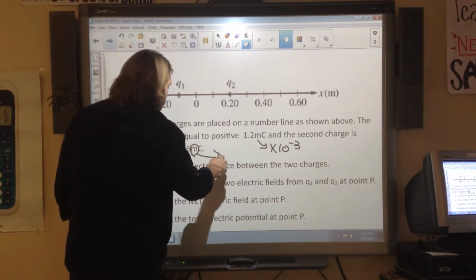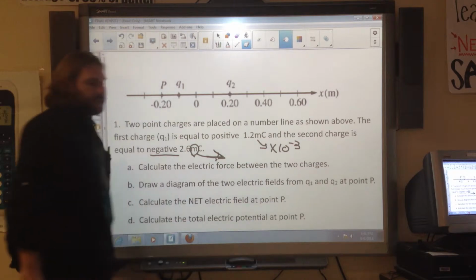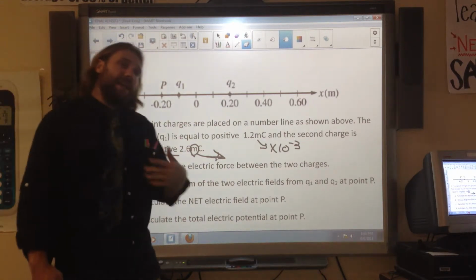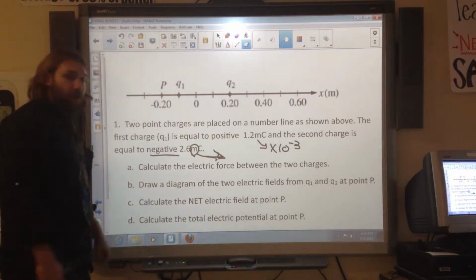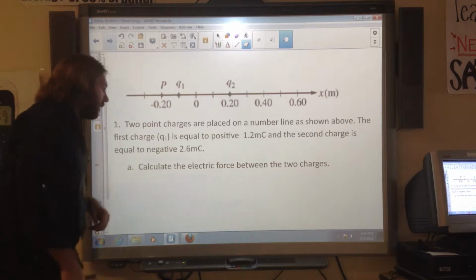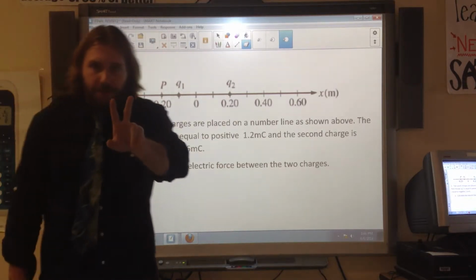We also have our second charge, which is negative 2.6, again micro. So again, times 10 to the negative sixth coulombs. And I'm going to use that to answer these 5 questions. First one, calculate the electric force between the two charges.